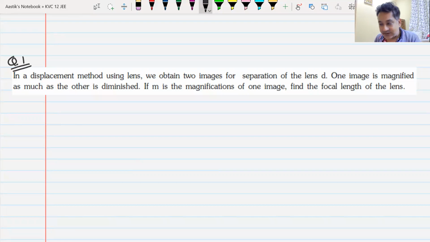In a displacement method, they might not say displacement method, using a lens, it has to be a convex lens, we obtain two images for a separation of the length d, small d. One image is magnified as much as the other is diminished. If m is the magnification of one of the images, what is the focal length of the lens?